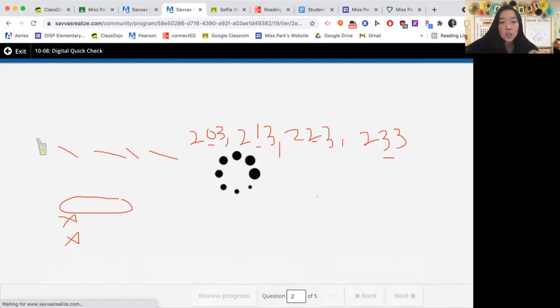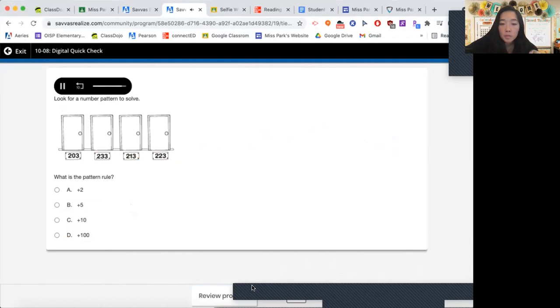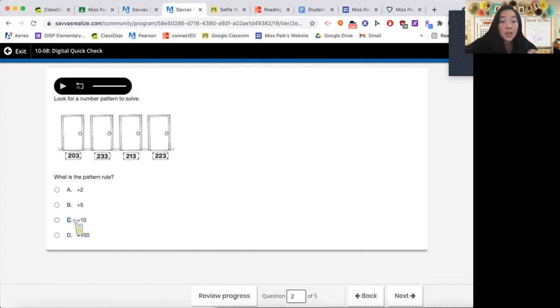Okay, next question. Look for a number pattern to solve. What is the pattern rule? All right, so let's look at this again. Oh, it's the same ones and we already know the answer. We said it was going to be plus 10. We're adding 10.